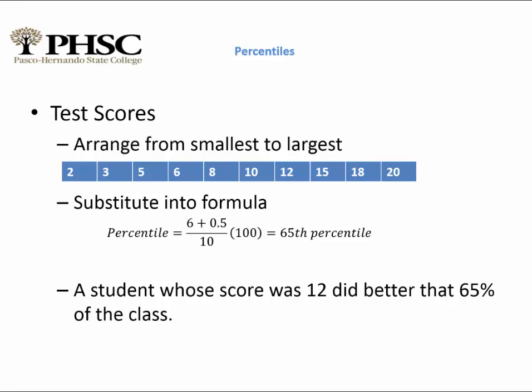So percentile is equal to 6 plus 0.5 divided by 10 times 100. So it's actually the 65th percentile. So the student that scored a 12 did better than 65% of the class. So what happened? Well, if we count them, 1, 2, 3, 4, 5, 6, there are 6 values below the one that we're looking at, which is the 12. So that's where the 6 comes from. And then, of course, the total number is 10, and we add the top, divided by 10 times 100, so it's the 65th percentile.